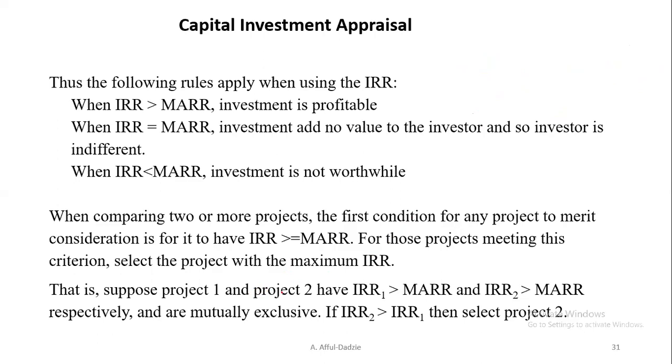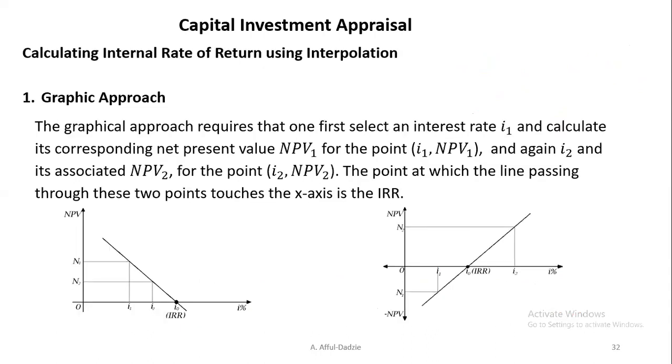That is what it's saying. So suppose projects 1 and 2 have IRR greater than MARR, and IRR 2 is also greater than IRR 1, then, since they are mutually exclusive, select project 2. So that's just what we just put. All right, does someone have a question?